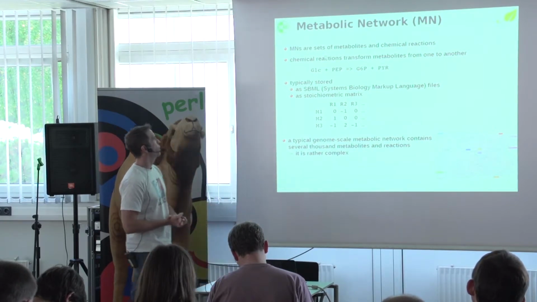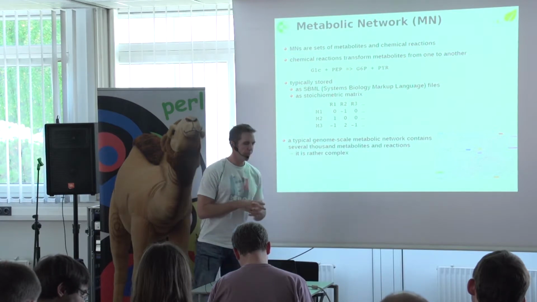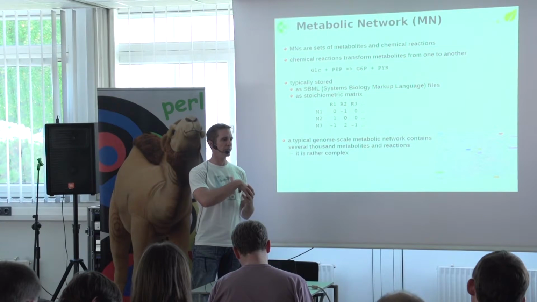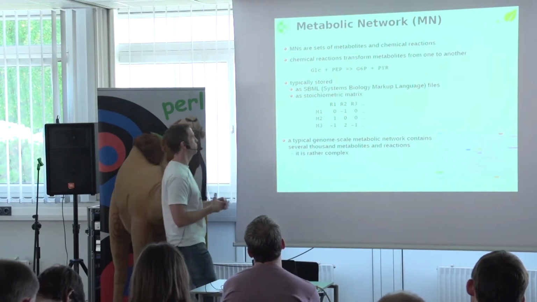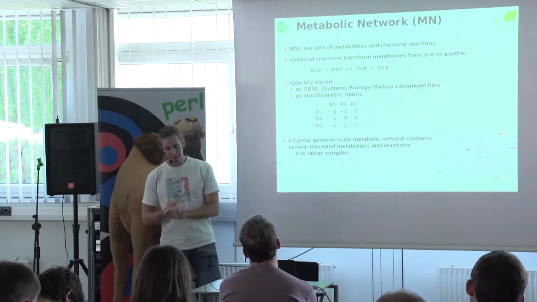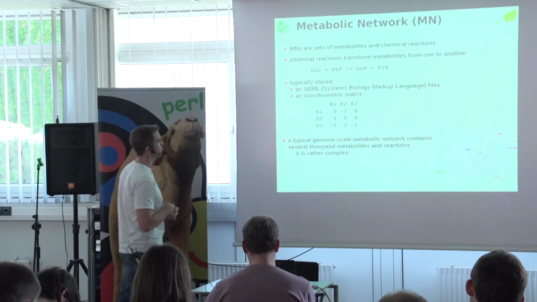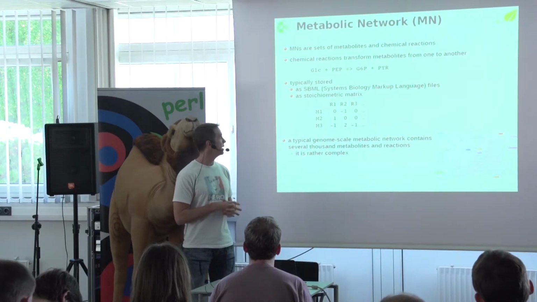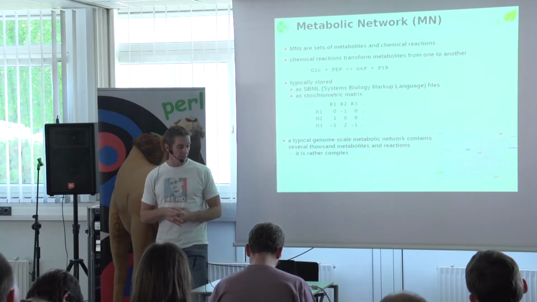So what is a metabolic network? A metabolic network is nothing else than a set of metabolites and chemical reactions. What are these chemical reactions? They transform the metabolites from one form to another. Here's a little example of a typical metabolic reaction. And these metabolic networks are usually stored in a format called SBML, Systems Biology Markup Language, which is an XML dialect, or they're stored as a stoichiometric matrix.